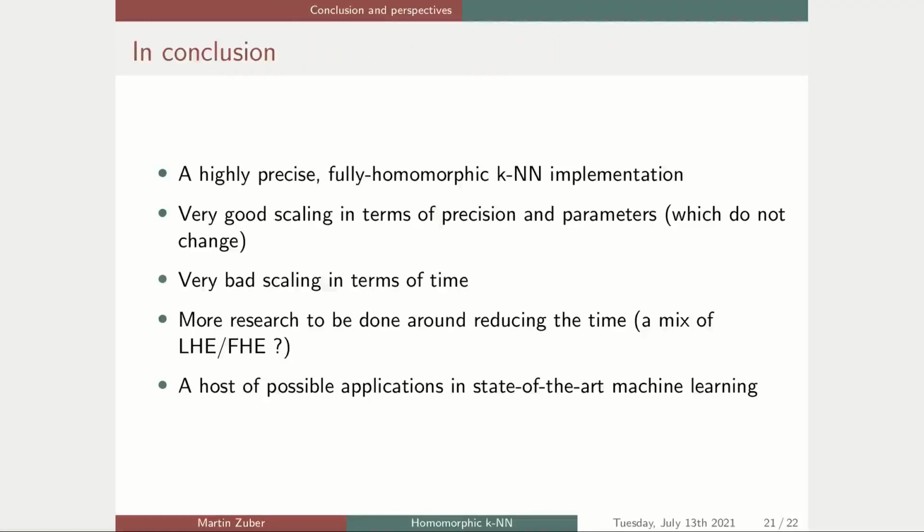In conclusion, we have a highly precise, fully homomorphic KNN implementation, which has a very good scaling in terms of precision and parameters because of its fully homomorphic nature, and bad scaling in terms of time. Now, I think there's a lot of perspective in order to improve this scheme depending on the constraints in the use case, and mixing some sort of leveled scheme with our fully homomorphic scheme in order to boost the time performance but keep the precision of our scheme. What's important here is that this very basic machine learning algorithm has a host of applications in state-of-the-art modern machine learning.